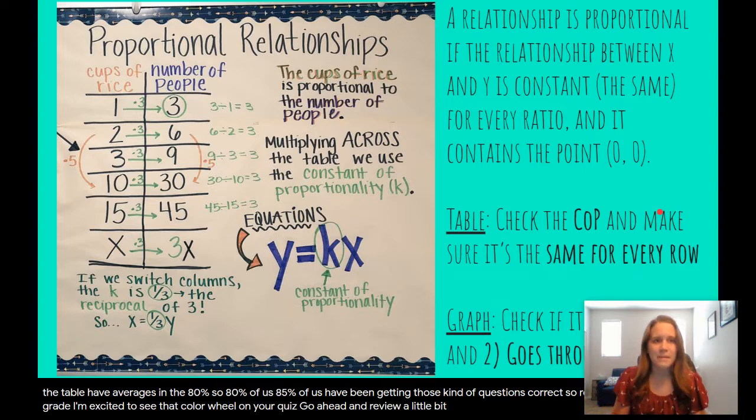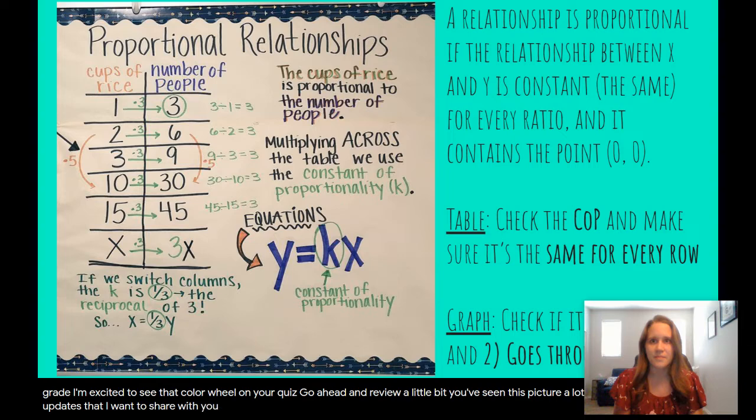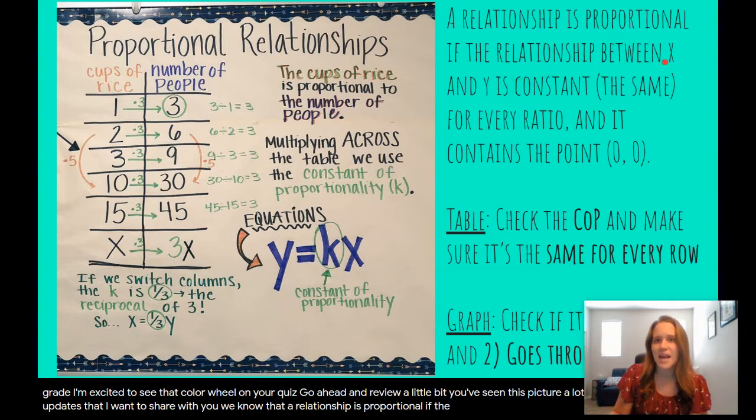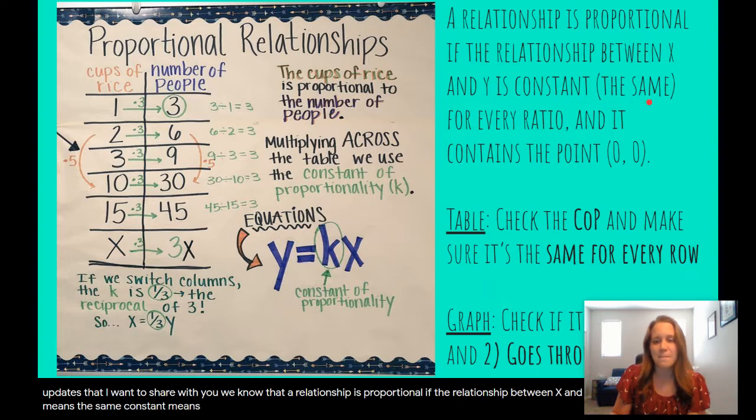Let's go ahead and review a little bit. You've seen this picture a lot of times. There are a few updates that I want to share with you. We know that a relationship is proportional if the relationship between x and y is constant. Constant means the same. Constant means for every ratio, and it contains the point 0, 0.